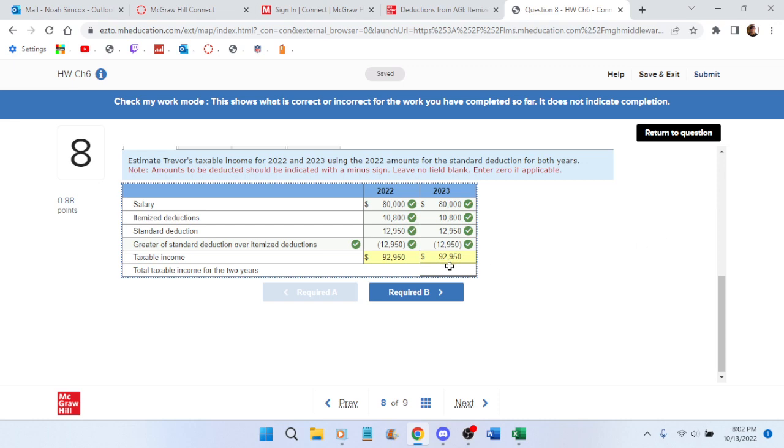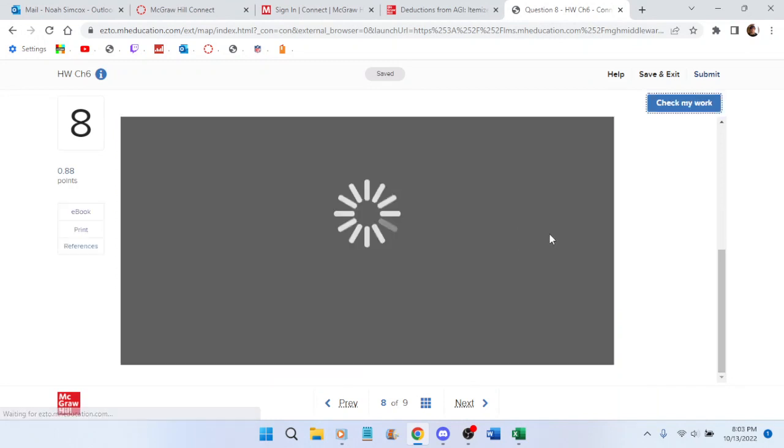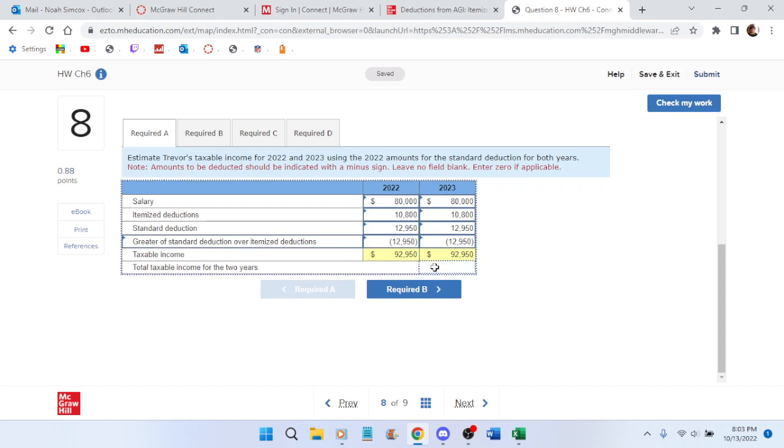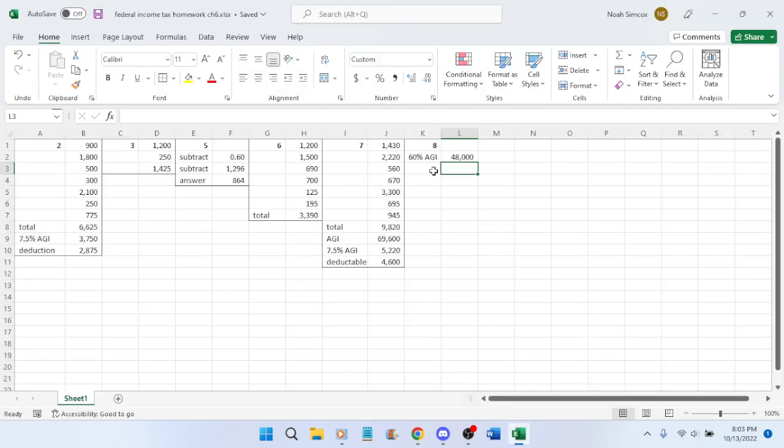So anyways, is this the whole question done? No. Taxable income for both for the 2 years. Really, you have to add these? They do the subtraction for you, but they make you do the addition. Awesome. Just awesome. So 92,950 times 2. Like, seriously, they make you do that. So 185,900.